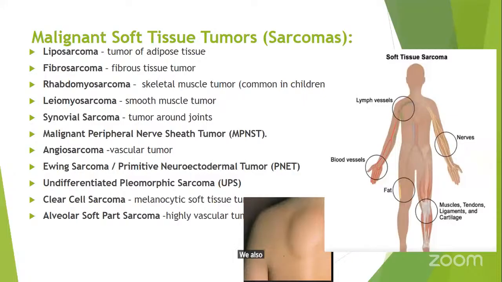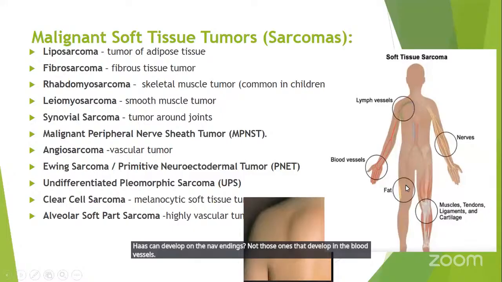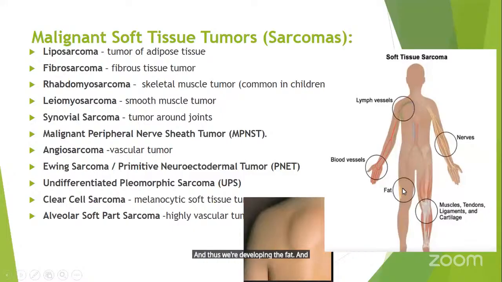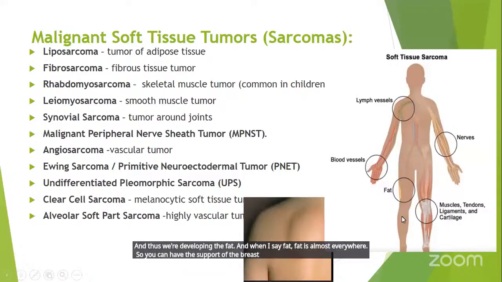We also have malignant tissue tumors, and we call this one sarcoma, very common. Sarcomas can develop from different lines. As you can see in this picture, we have sarcomas developing along the lymph vessels, like on the shoulders. Others can develop on the nerve endings. We have those that develop in the blood vessels. Others will develop in the fat. And when I say fat, fat is almost everywhere. So you can have a sarcoma of the breast, or wherever there is fat.